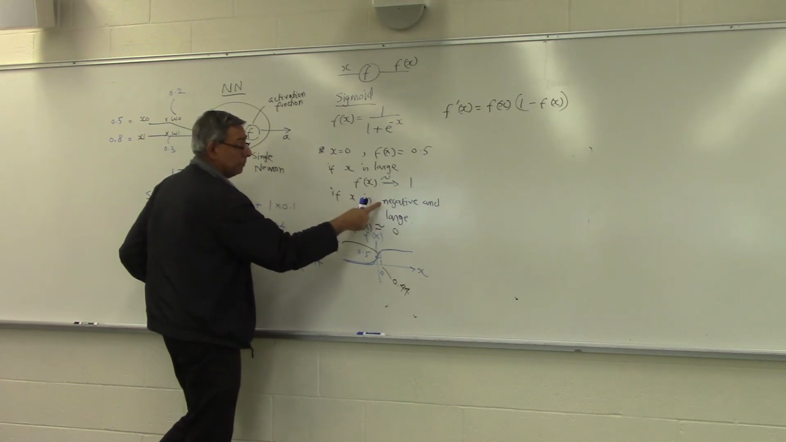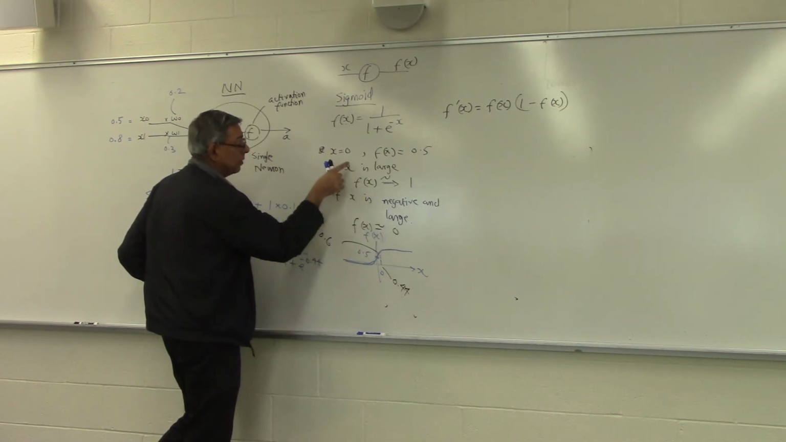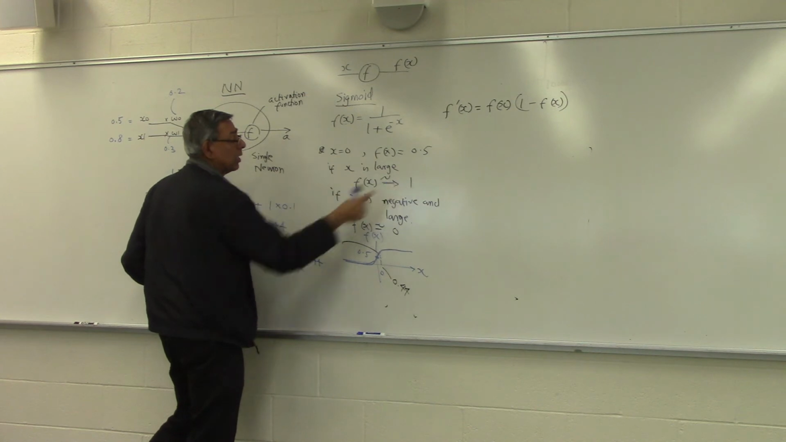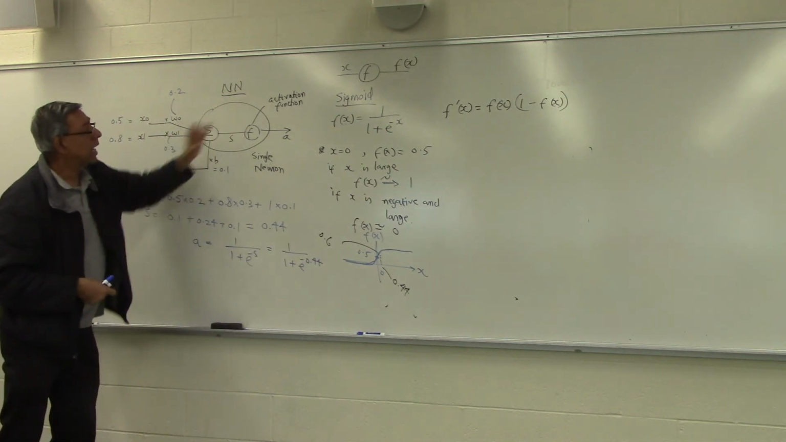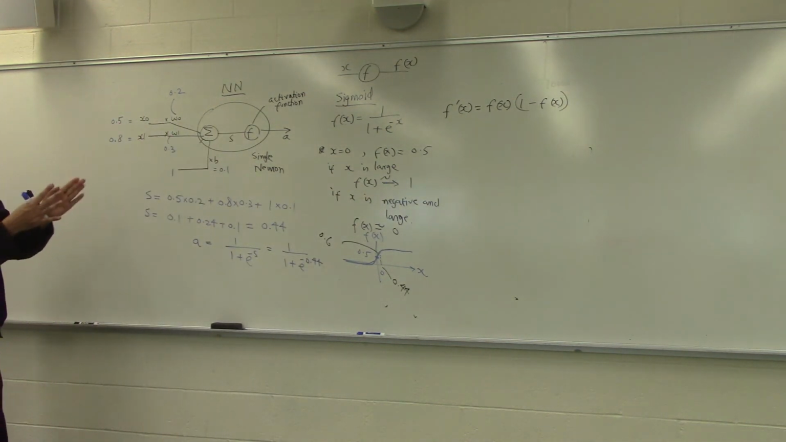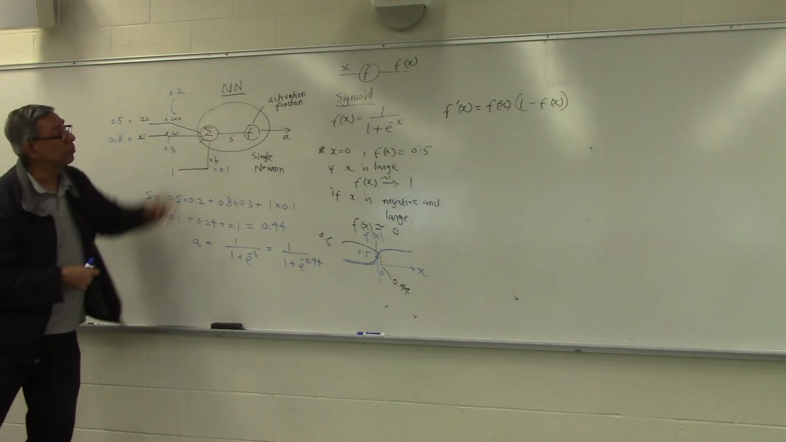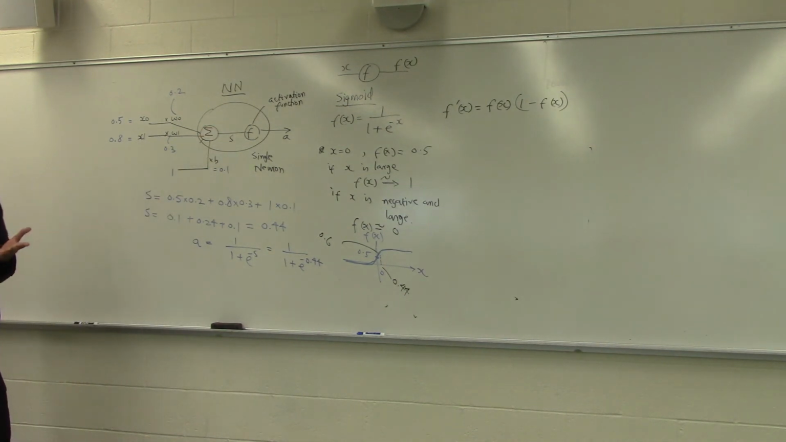Because if it's a negative large number, the output will be 0. If it is positive large, the output will be 1. So the activation function basically forces the output, if it is sigmoid, between 0 and 1, right?